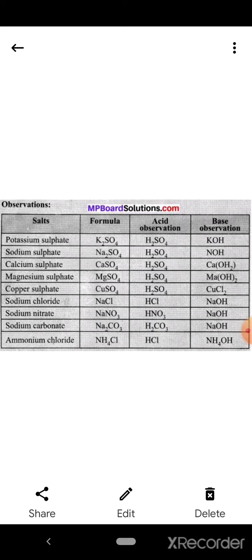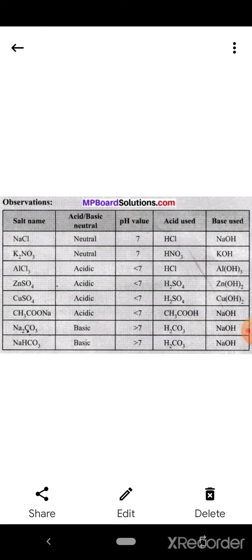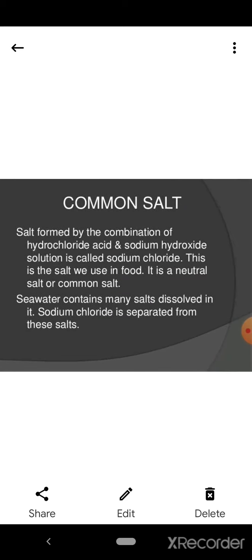Okay, you can mention this in your notebook, or you can write it in your textbook by making a table on the side of the page. See, here their neutral values are also given. You can just look at it. First you have to write down the nature: acidic, basic or neutral. Then you have to mention its pH value, the acid used and the base used in order to obtain the particular salt.